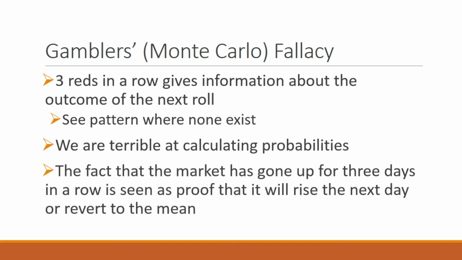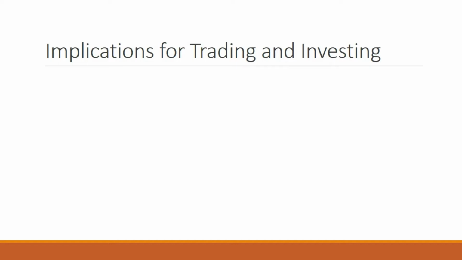Now, to make it more close to home, the fact that the market has gone up for 3 days in a row is seen as proof that it will rise the next day or that it will revert to the mean. However, according to efficient markets, it means that the next day could be either up or down. There are important implications of the gambler's fallacy for trading and for investing.